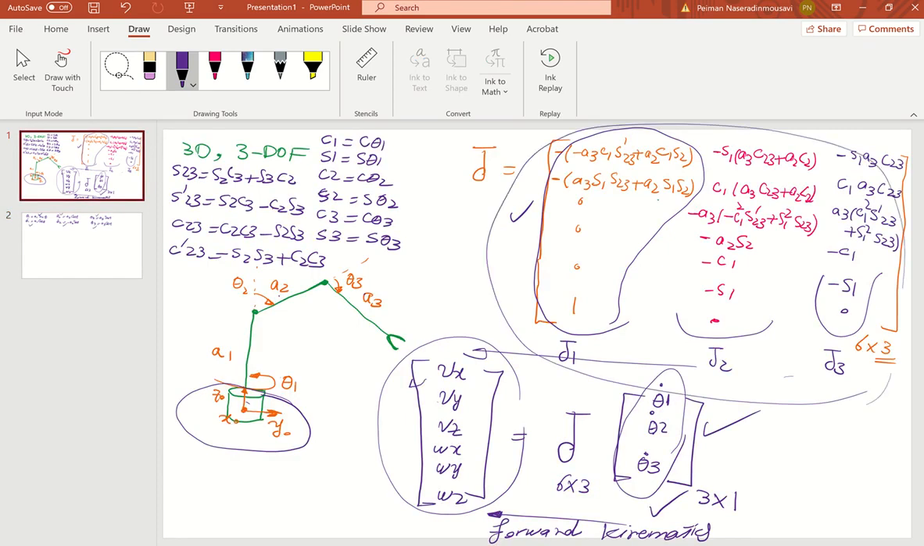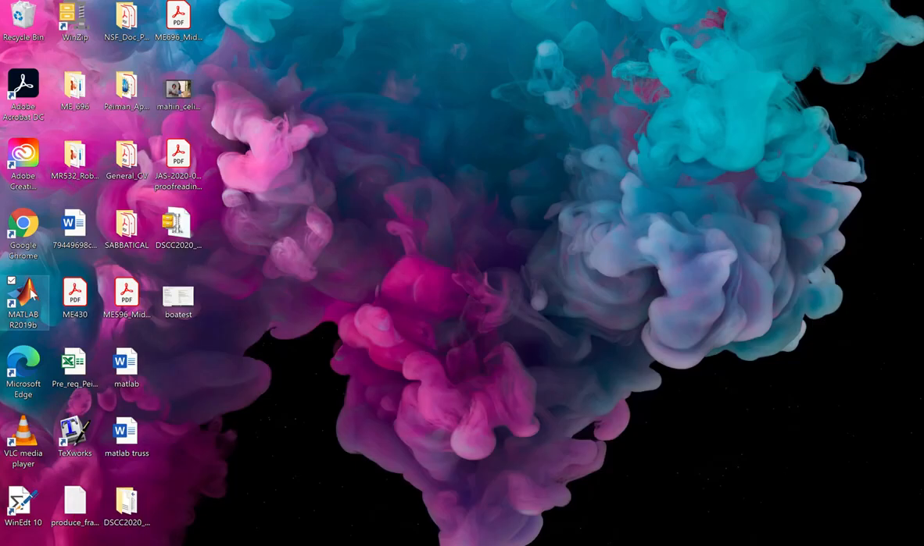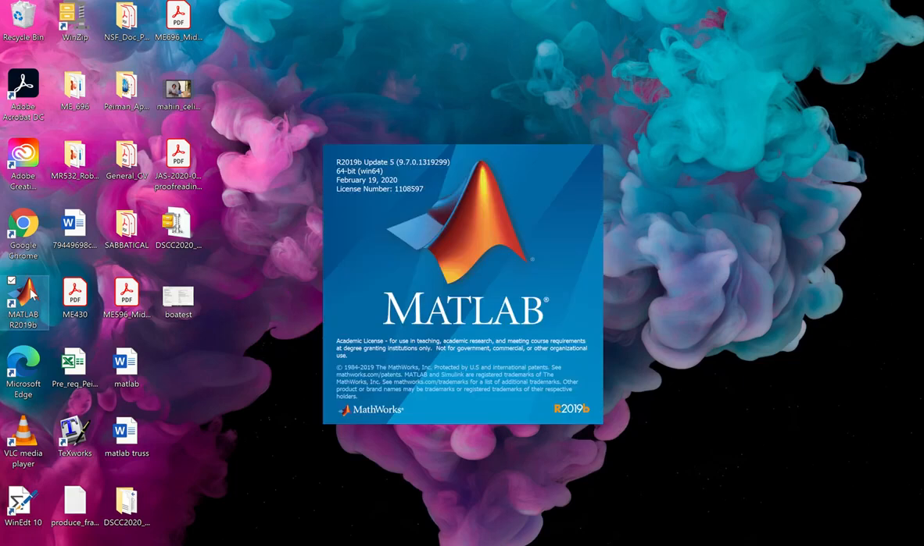Now let's go to Matlab. I already developed the code. I'm just going to explain it part by part to show you how you implement the Jacobian. This is the primary step that I'm explaining to you. Then, when you go to grad school and become a researcher, you can expedite everything.